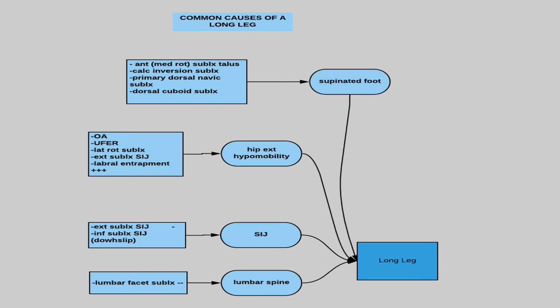and labral entrapments. At the SI joint, inferior or downslip subluxations and primary extension subluxations of the innominate, and in the lumbar spine, flexion subluxations and a Mackenzie shift, or what is probably a transverse subluxation. Of these, the hip and ankle subluxations are the most influential, followed by foot issues, and the least influential being the SI joint and lumbar joints.